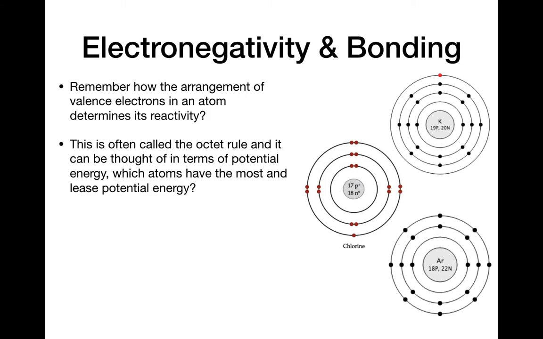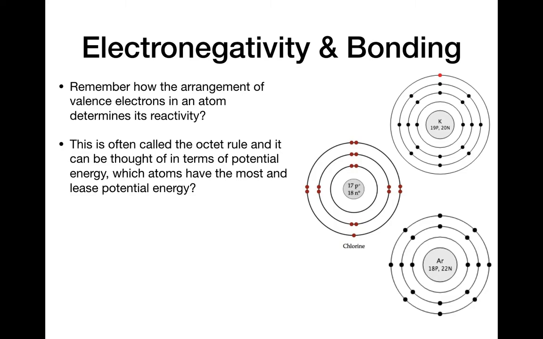And we often call this the octet rule because most of the time the valence orbitals should contain 8 valence electrons. The exception, of course, is helium and hydrogen, which both contain only 2 valence electrons if they're full, because they only have 1 electron in hydrogen and 2 in helium.